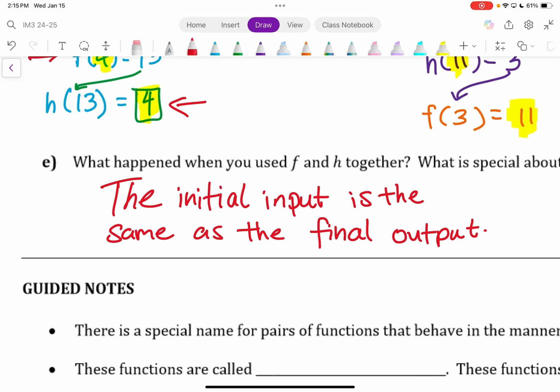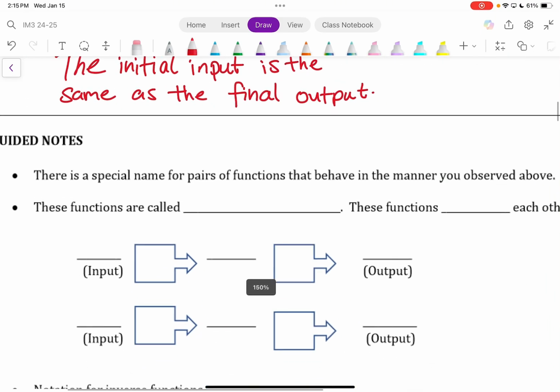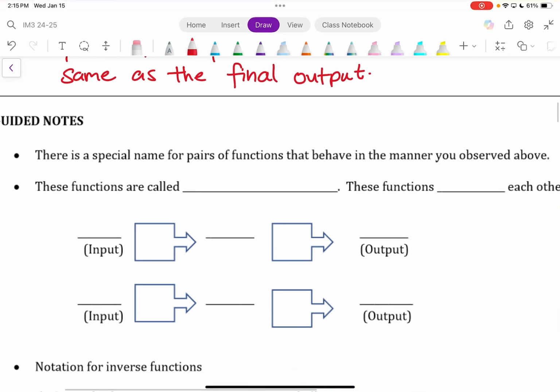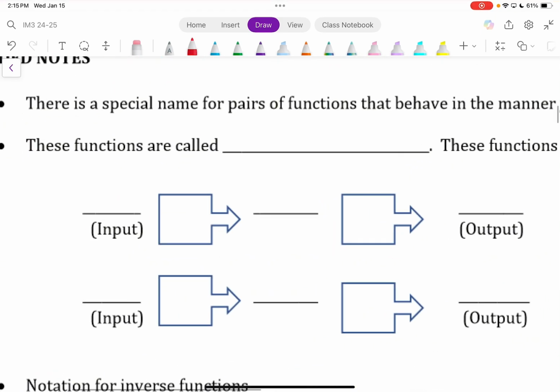Okay. So we're going to go ahead and move on to some notes now. Like I said, there's a special name for pairs of functions that behave in this manner. They are called inverse functions. So go ahead and fill in this blank with the word inverse. And then functions, inverse functions.